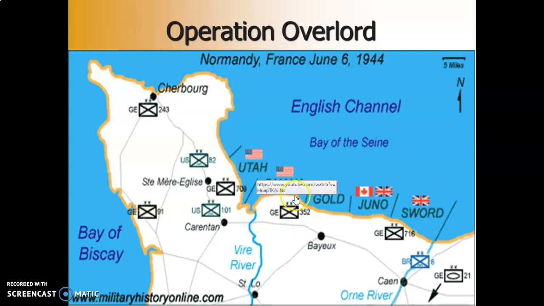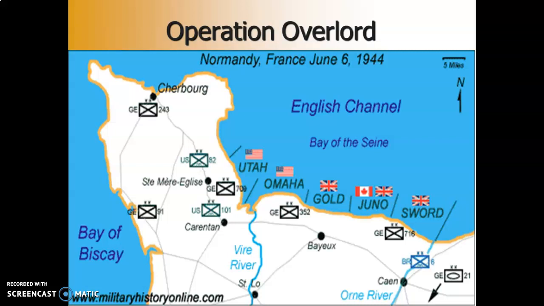But then you have Utah, Omaha, Gold, Juno, and Sword. You can see which countries are responsible for those there. The most famous, which is made in the movie Saving Private Ryan, is Omaha Beach here. Again, that scene is one of the best scenes ever done, I think, in my opinion, in military movie history. From World War II especially, you can take a look at that scene from Saving Private Ryan. I'm sure YouTube has it for the invasion, and see what that might have been like, how difficult it was for soldiers to land there.